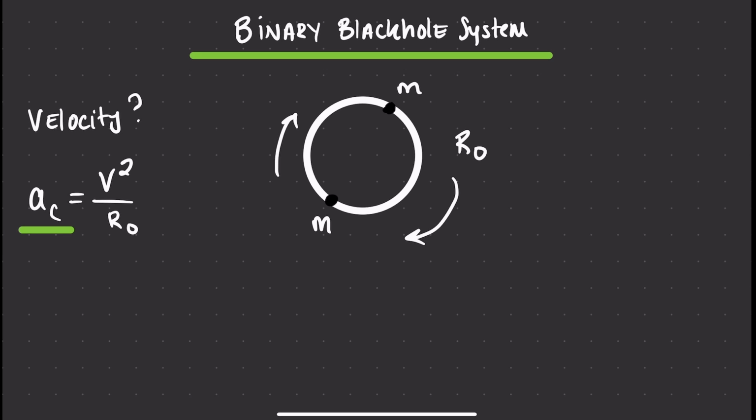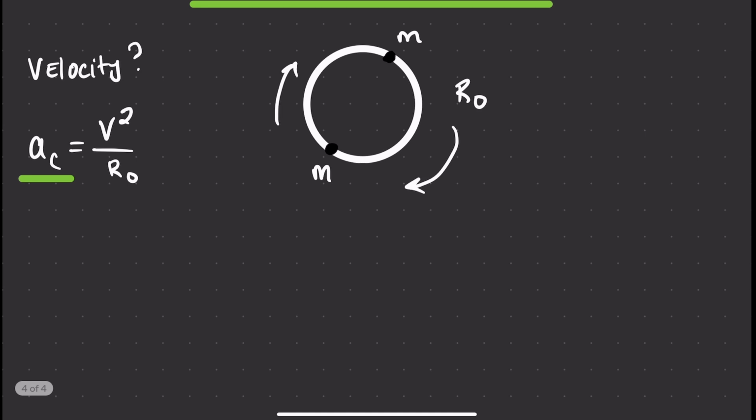So what else can we use to find velocity given the information we have? I immediately think of Newton's second law, which has acceleration in it: force equals mass times acceleration. The sum of the forces equals mass times acceleration. These are vectors, but that's not important. We now have our acceleration, but we don't know what forces are acting on our black holes.